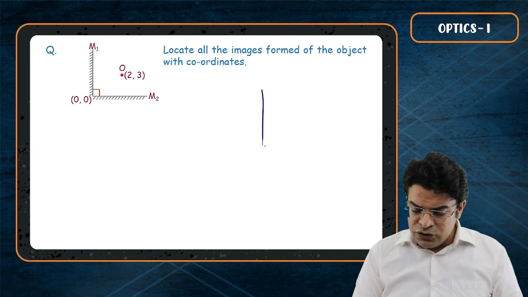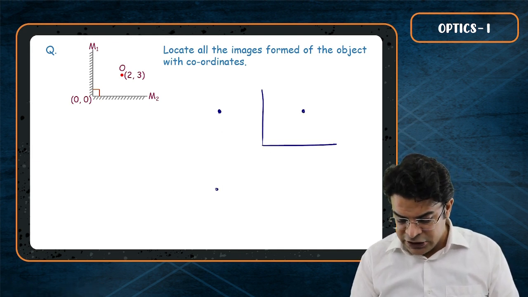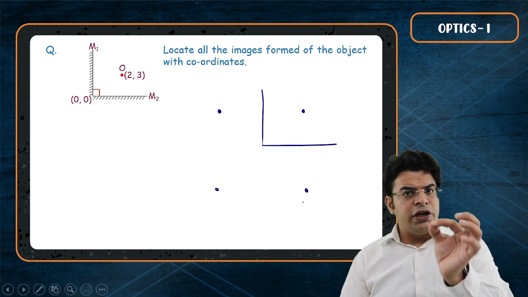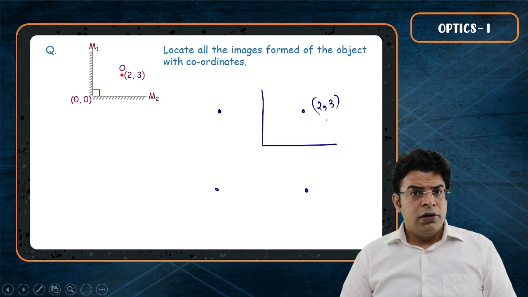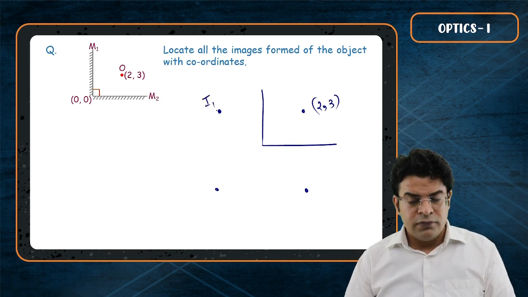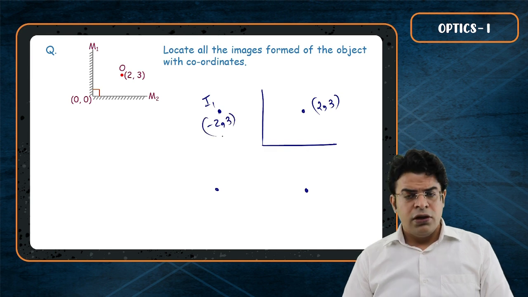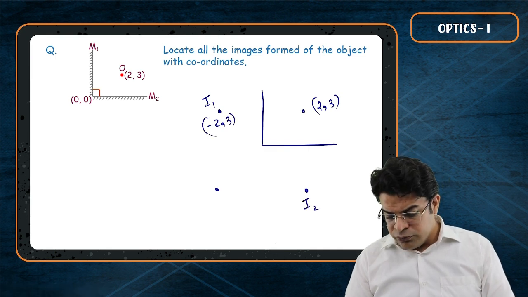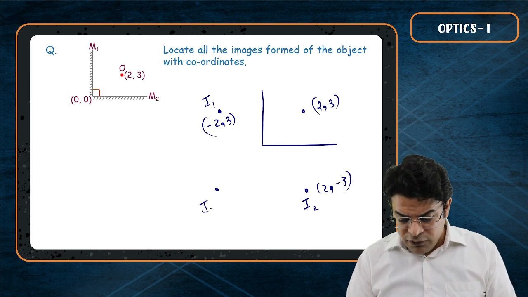Now, if you visualize the coordinates of the object as well as these three images, you will say that the coordinate of the object is (2, 3). The coordinate of I1, the first image formed by M1, is (-2, 3). The coordinate of I2 is (2, -3), and the coordinate of I3 is (-2, -3).